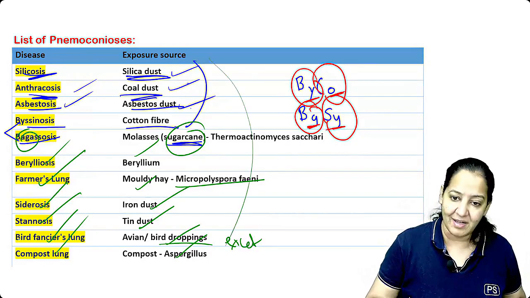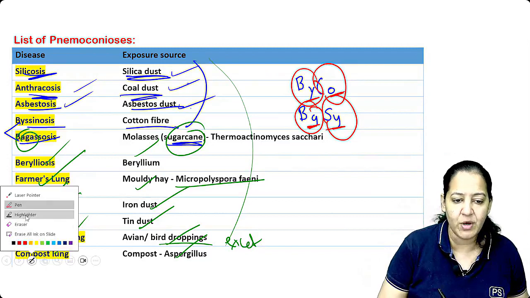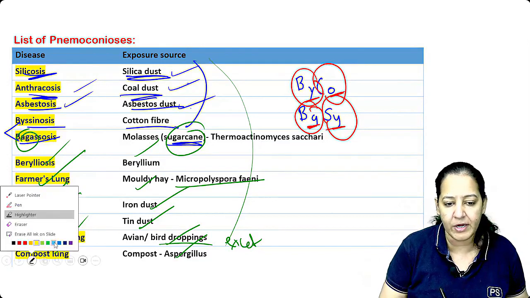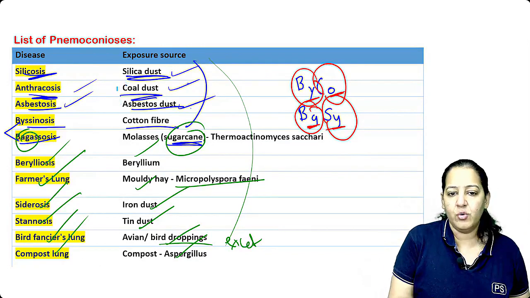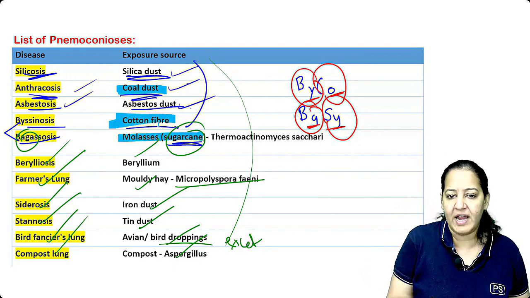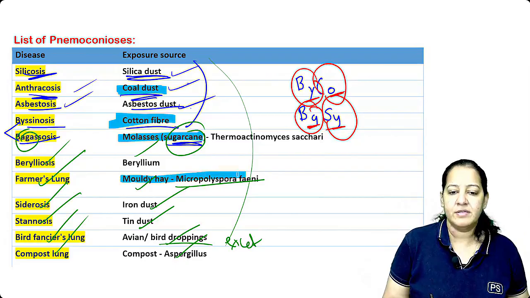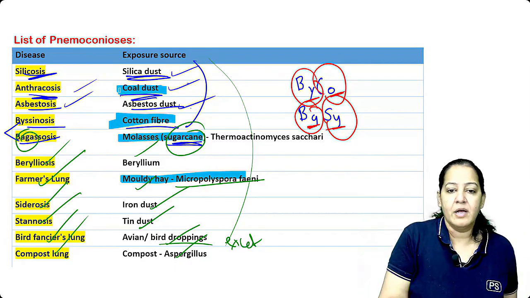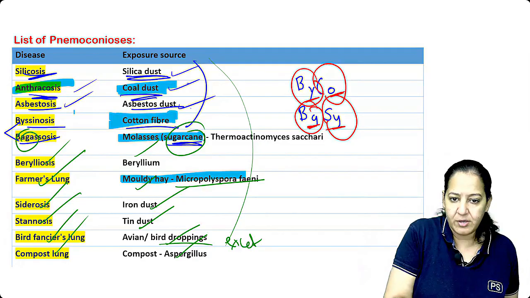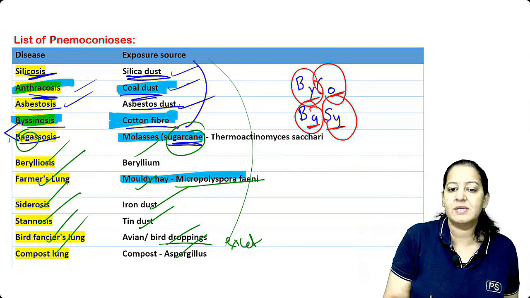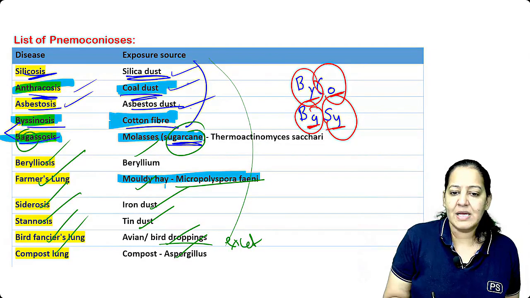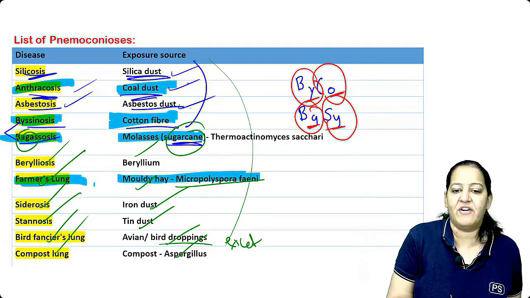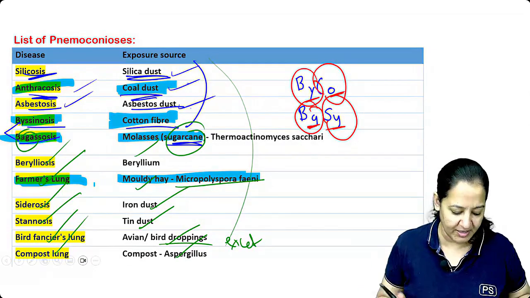So please learn. On which of these do you have the PYQs? These all are pneumoconiosis. There is a PYQ on coal. There is a PYQ on sugarcane and cotton, both of them. There is a PYQ on moldy hay. These four are repeatedly asked PYQs. Please learn. The coal dust is anthracosis, cotton fiber is byssinosis, sugarcane is bagassosis, and moldy hay, that is Micropolyspora faeni, is farmer's lung. These are repeatedly asked, but a question can come from any.